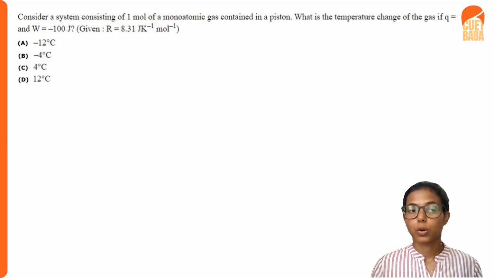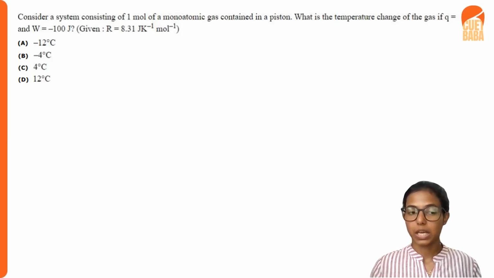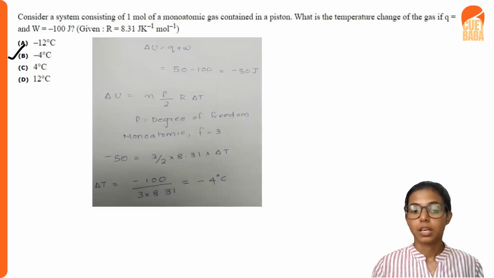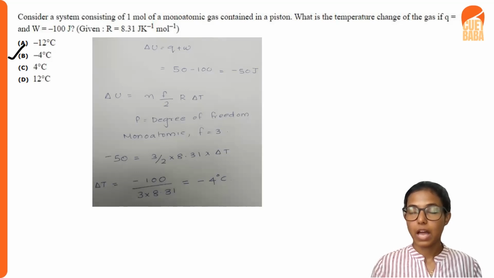So option A equals minus 12 degrees Celsius, option B equals minus 4 degrees Celsius, C is 4 degrees Celsius, and D equals 12 degrees Celsius. Here, the value of Q is equal to 50 and the value of W is equal to minus 100. So we have to find the change in the internal energy.